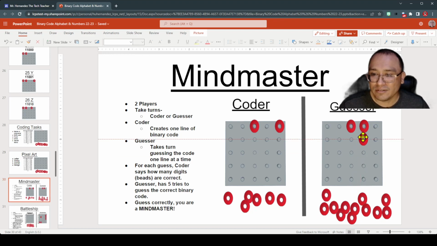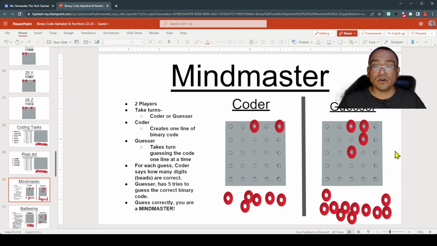Anyhow, so let's say I have 1 correct, and so as my second guess, as the guesser, I just put 1 bead down, and now as the coder, I might say you have 0 beads correct. Well, now for my third guess, I'm gonna put this bead right here. And now as the coder, I'd probably say, hey, you only have 1 bead correct.